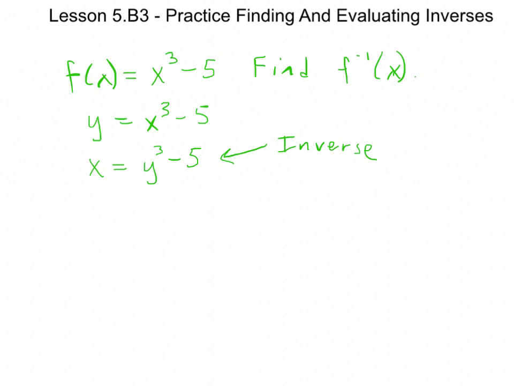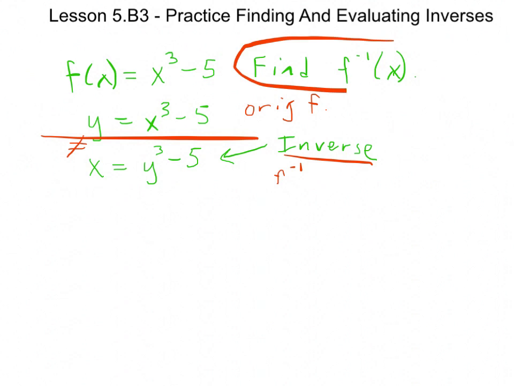Understand, this is actually kind of strange. These two lines here are not equal to one another. They don't mean the same thing. Above this line is the original function, and below the line is the inverse of f. In other words, below the line is f inverse. So all I need to do at this point is actually find what that inverse function is.